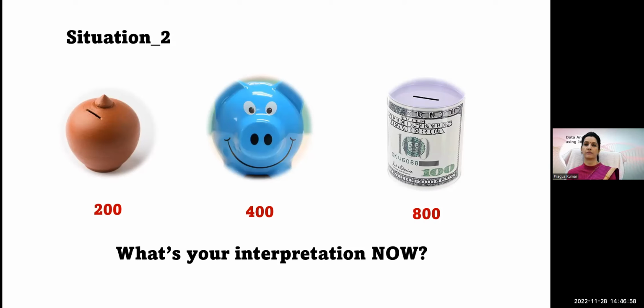Now, yes, between 1 and 3. True. What about 2 and 3? What about 2 and 3? No. Why is it no? Vikram, why is it no? 400. Less than 500. True.